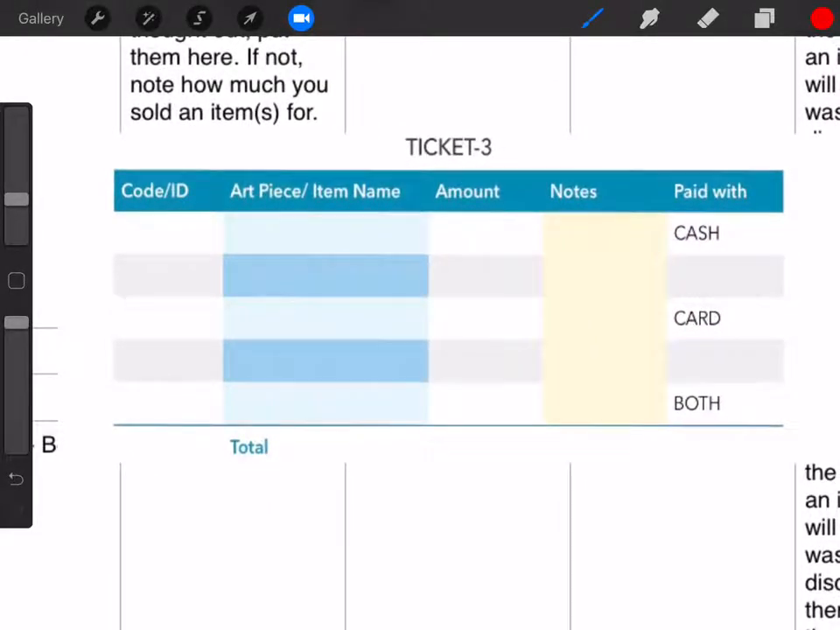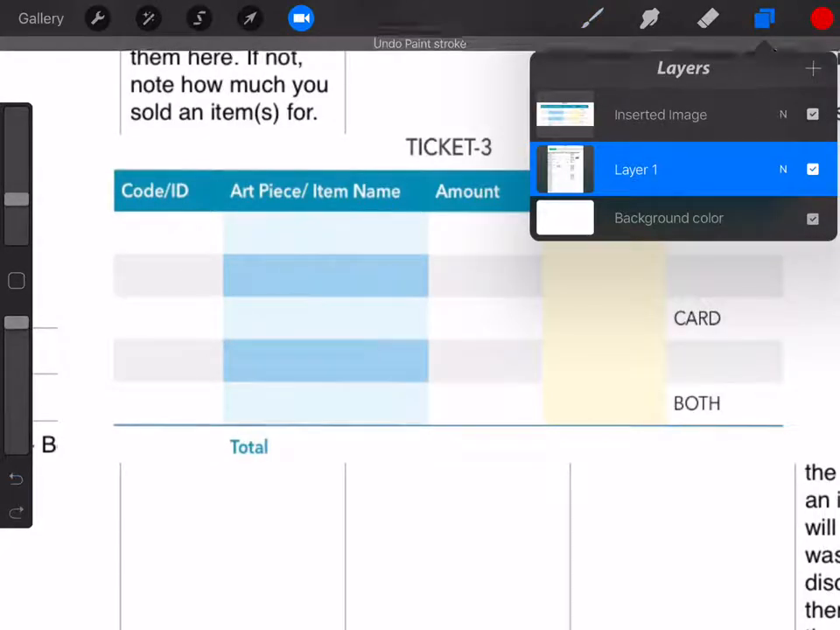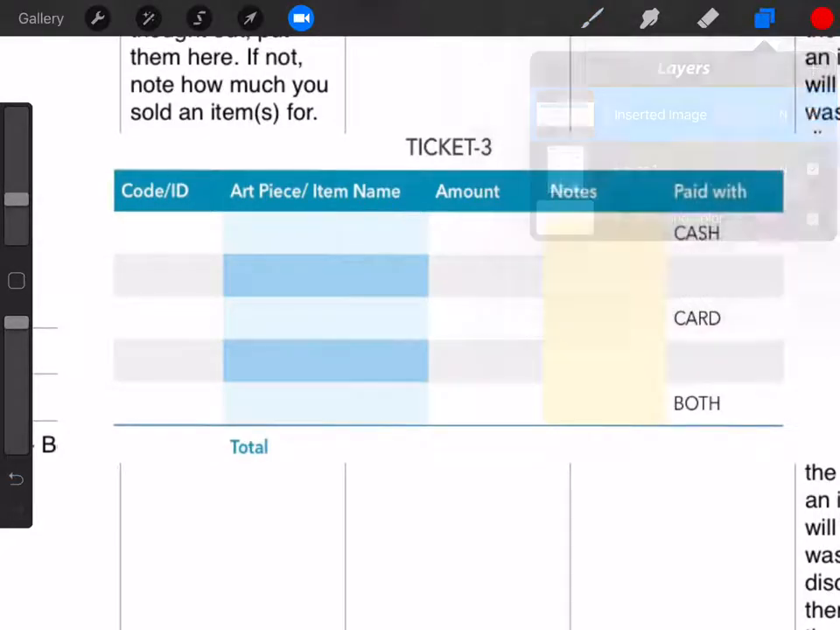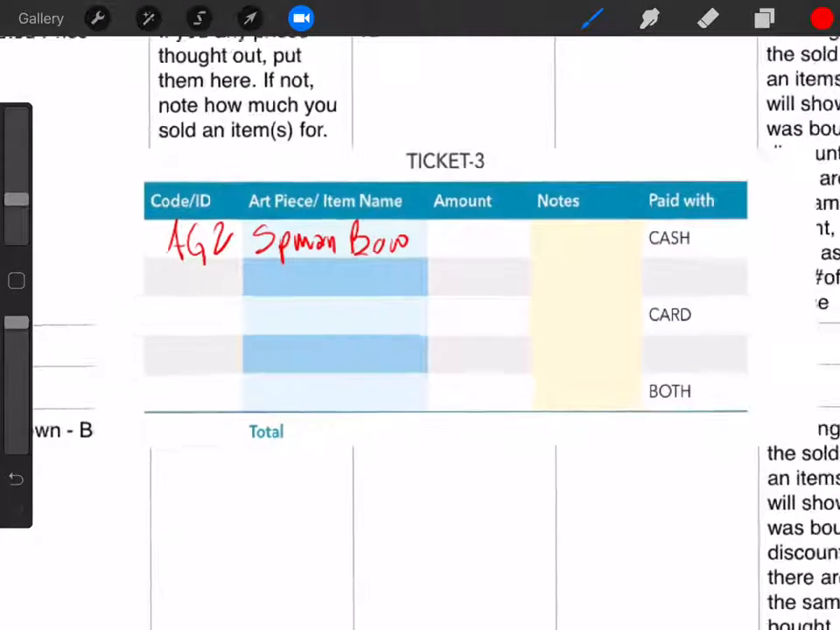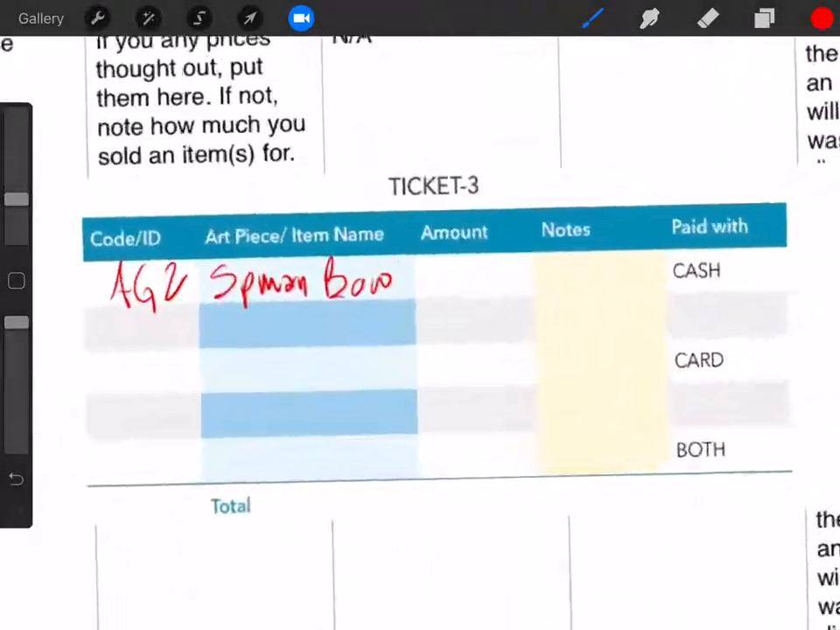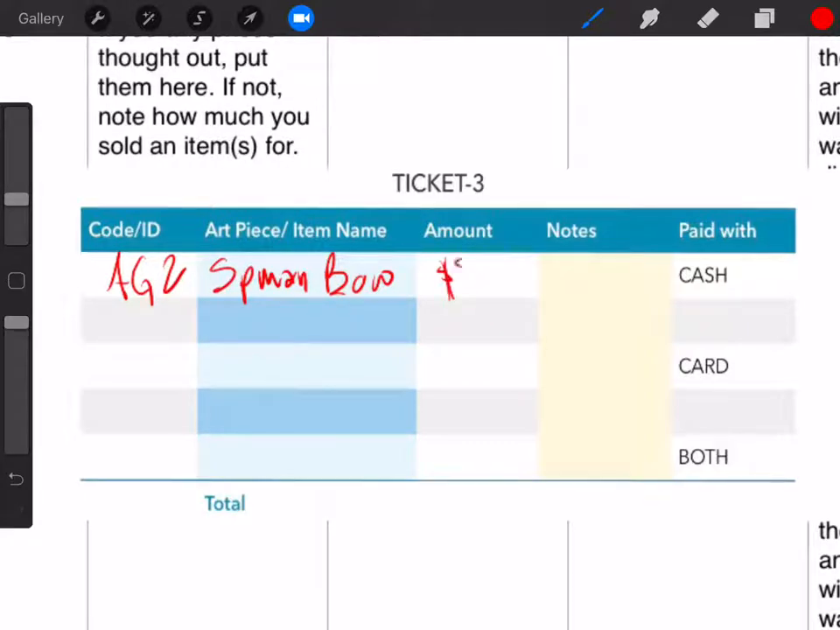The slip is something you give to the customer. Somebody comes up and they're buying a couple of your items. Somebody wants a Spider-Man bow, so I'm going to put in A, G, 2 or 3 or whatever the art piece is, and we'll put Spider-Man bow. And then obviously you're going to look for how much it costs. It costs $8, so you'll put in $8 here. If you have any notes, usually you'll do that.